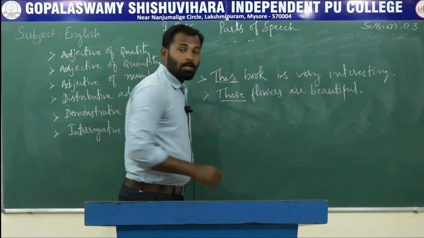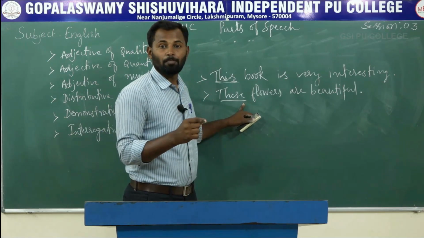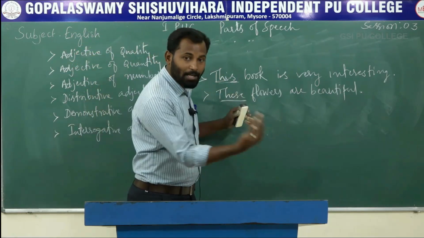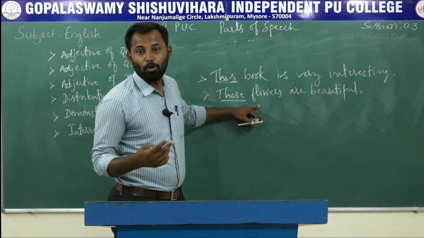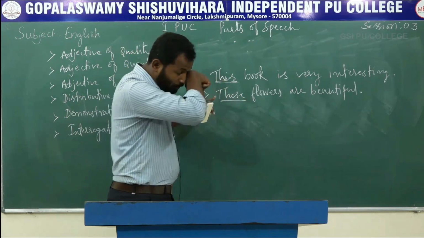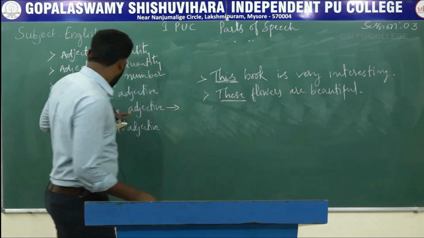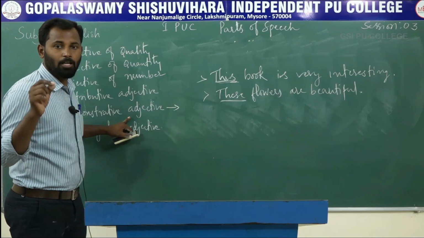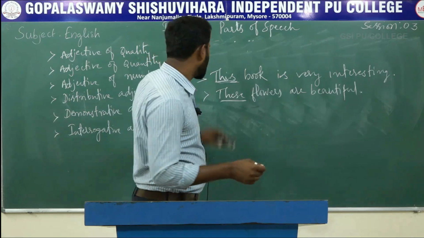And you have seen a bunch of flowers and you say these flowers are beautiful. You are not referring to every flower, but you have seen a particular bunch of flowers and you say these flowers are beautiful. So the words like this and these are demonstrative adjectives. Demonstrative adjective is a word used to point out which person or thing we speak about.